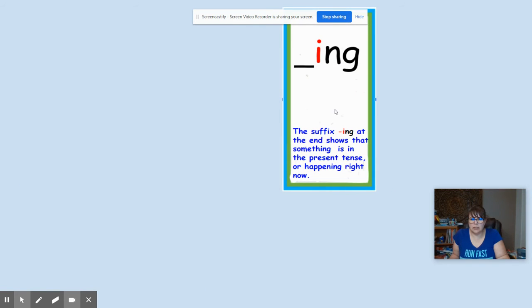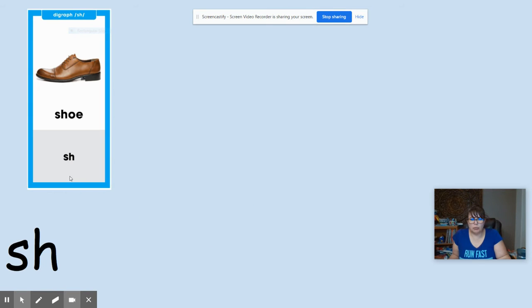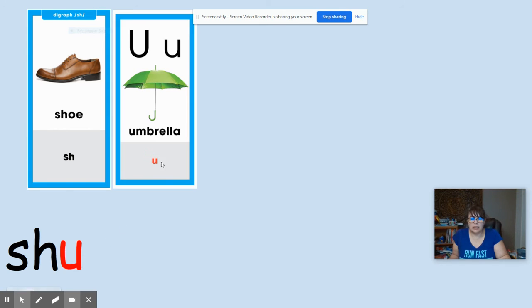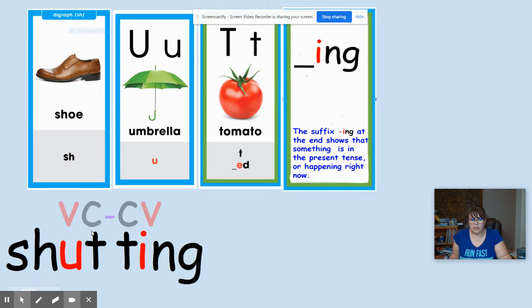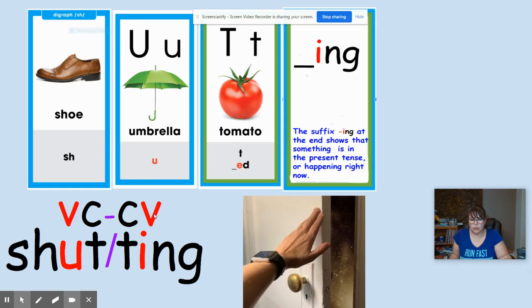Again, we have the -ing. It's happening now or in the present tense. Sh, like in shoe. Remember, the sh makes the sh sound. U, like an umbrella. T, like in tomato. And the word is shut. Shut. One syllable. It has a short vowel, and it only has one consonant. So I have to double the consonant before I can add -ing. Now it follows the vowel, consonant, consonant, vowel rule, and we say shutting, two syllables.